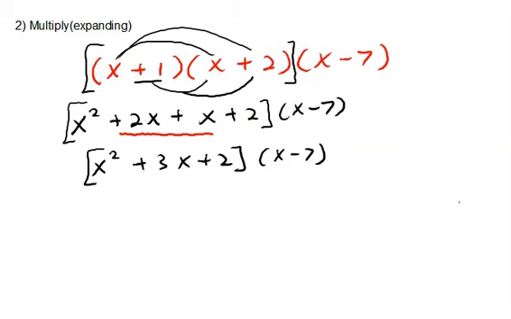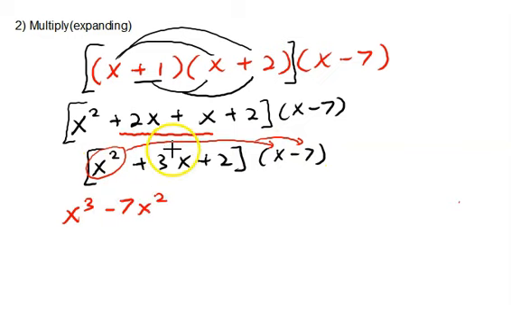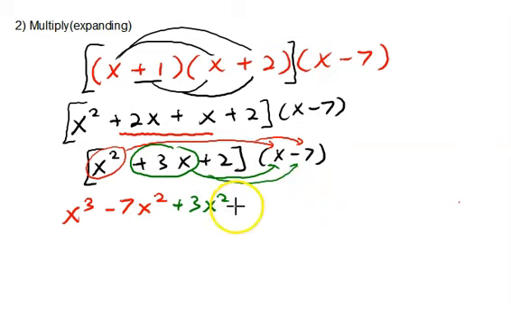Okay, now we have to repeat the same thing. So we can take x square, multiply each of these. So here we got the first one, we got x cubed. Then we minus with 7x square. After we done this, we move to the next one, plus 3x, multiply with x. So here we have plus 3x square. Then we multiply with negative 7, minus 21x.